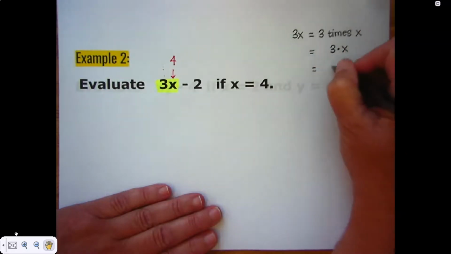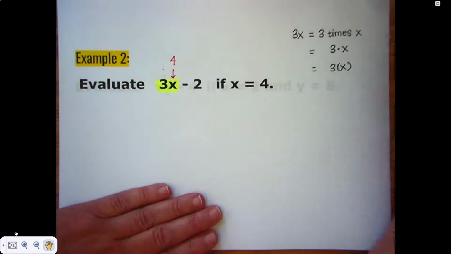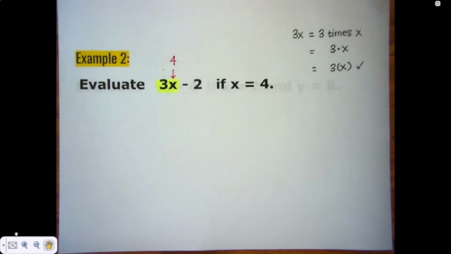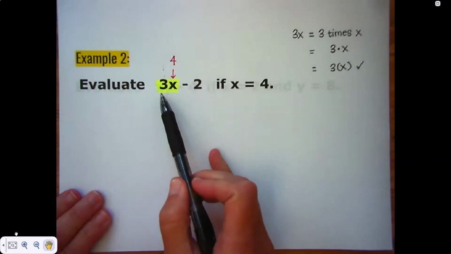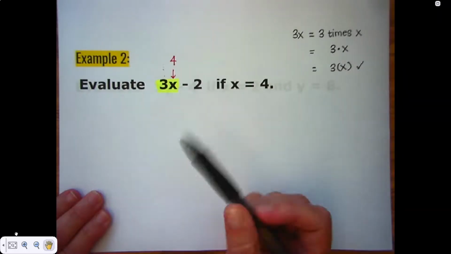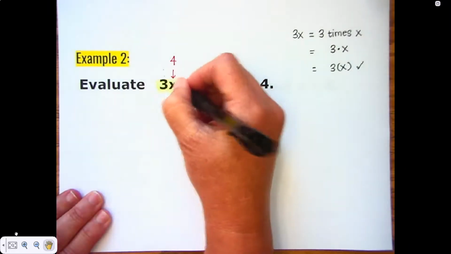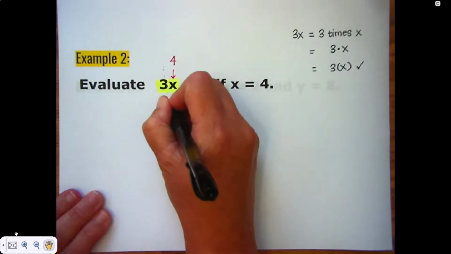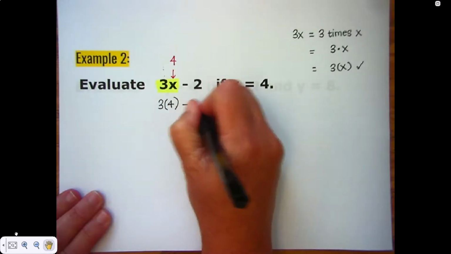And you may also remember that you can use parentheses to show that you're multiplying. Out of these two, the one I prefer is the parentheses, so that's the one I'm going to ask you to use today. So when I see 3x, I need to remember that means 3 times x. I'm going to multiply 3 times whatever number I'm subbing in for that x. So when I sub in the 4 for that x, I'm going to put 3 parentheses 4 so that I can see that that's multiplication. And then I've got my minus 2.